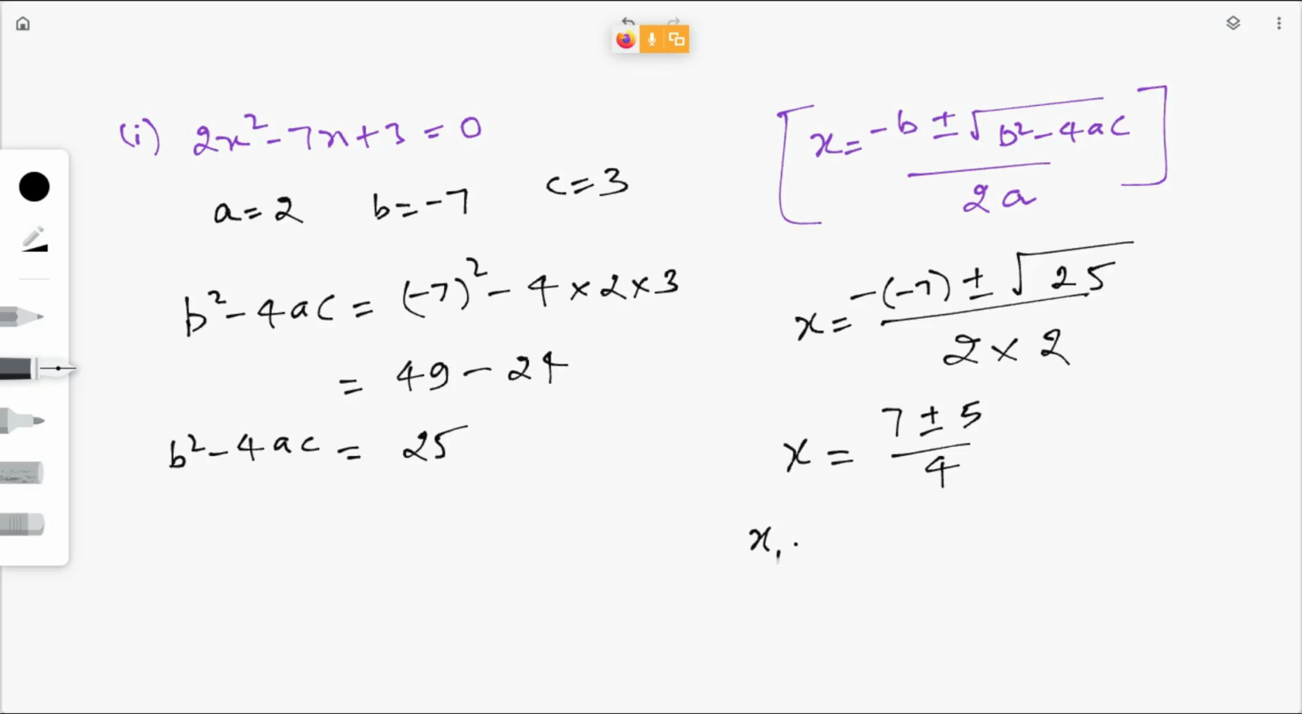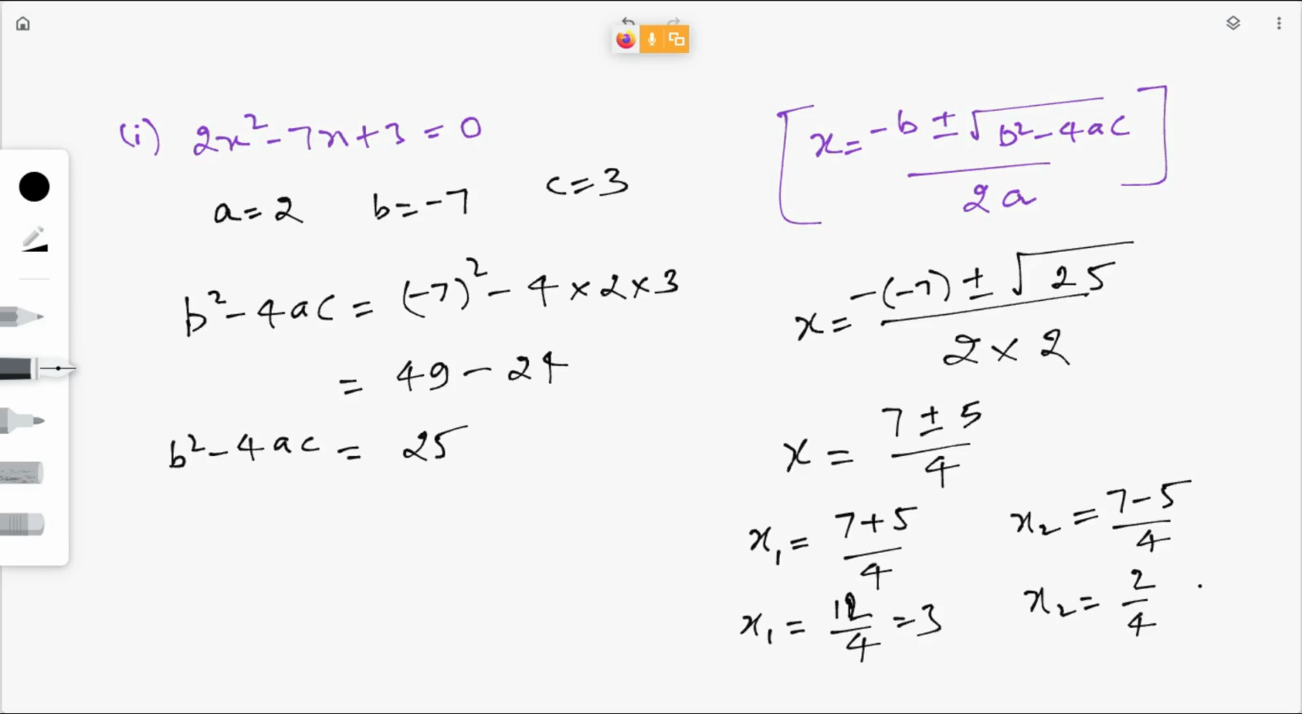So the first solution, x1, is 7 plus 5 divided by 4, and x2 is 7 minus 5 divided by 4. 7 plus 5 is 12 by 4, and 7 minus 5 is 2 by 4. So here it is 3 and here 1 by 2, right?